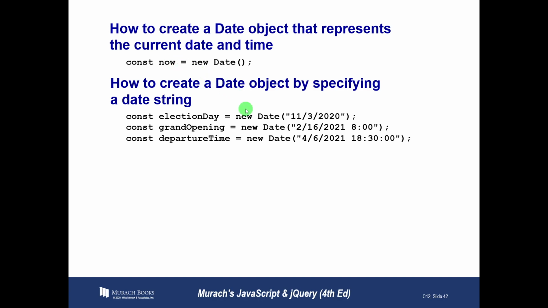Optionally, to create dates, we could do things like this. We can say new Date, and in this case, 11/3/2020 works just fine. We can do 2/16/21 with slashes in between, and we can specify the time, hours and minutes. Here's one: month, date, year, and then the time, hours, minutes, and seconds. And those are using standard date strings. They need to be in this format.